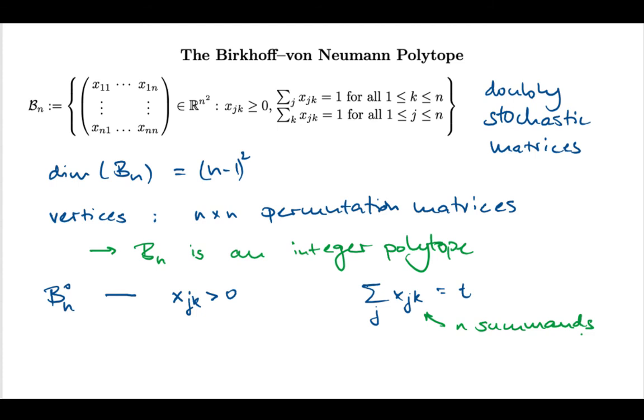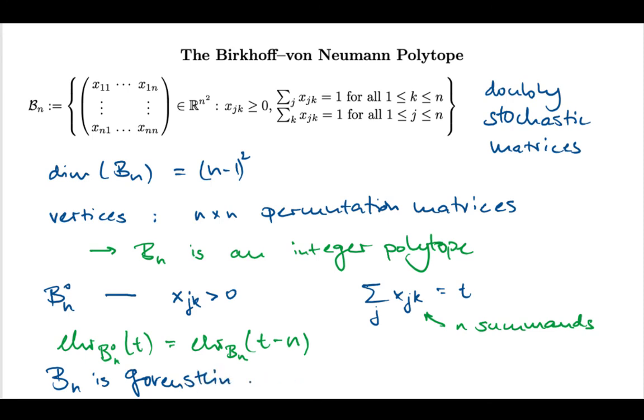And I claim what that means is, this is like from basic combinatorics, going from the solution space for all positive integers to going to the solution space for all non-negative integers is sort of a shift by n, because I can think of adding 1 to each variable. And so this means for my Ehrhart polynomial, the integer point count for the relative interior is the same as the integer point count for the polytope, where t is shifted by n. And we've seen this, so this says that Bn is a Gorenstein polytope of index n.